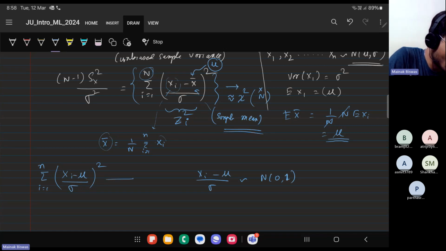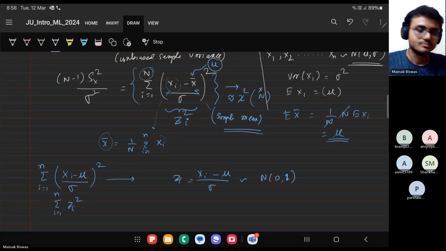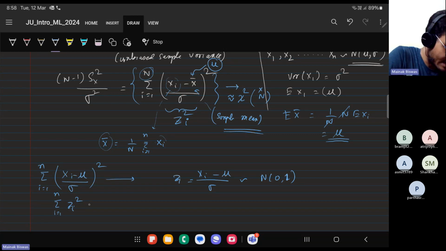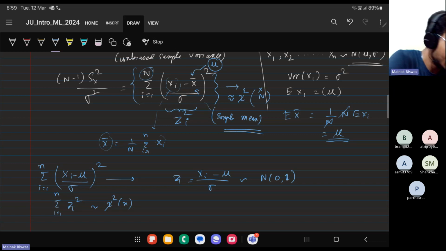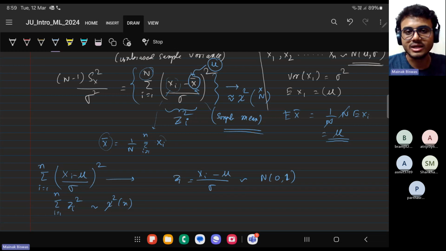The summation from 1 to n. So this is essentially writing zi square, i equal to 1 to n, right or wrong? Yes. This is chi-square n, right? There's no doubt. Sum of n square normals. But here you don't have the actual mean. You have a sample estimate.